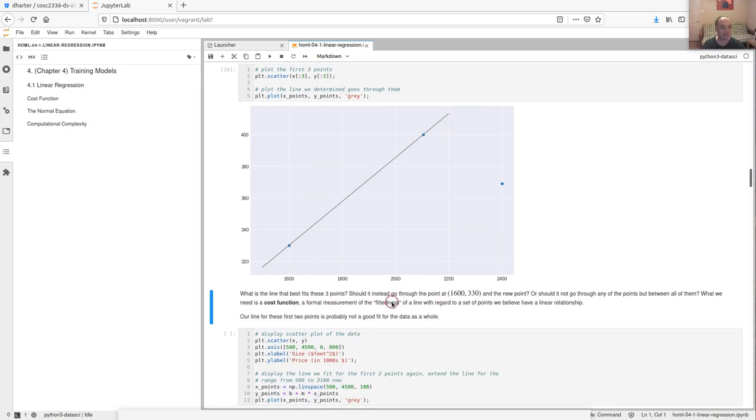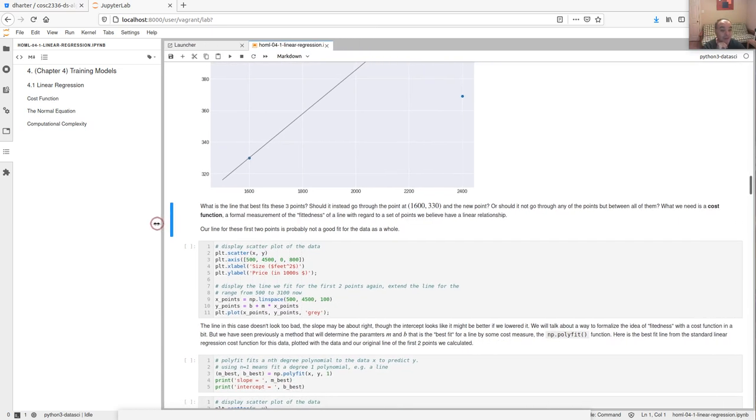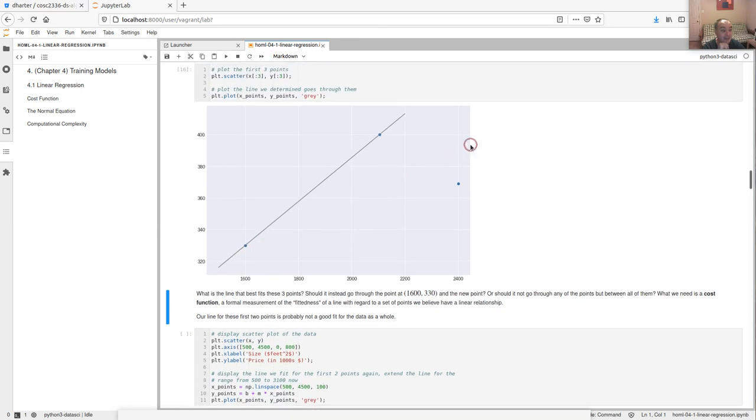So that gets you to think about, what do we mean by best or the best fit or fittedness in this context here? So is it the line that goes through these 2 points? Is it the line that goes through these 2 points, which is a completely different line, almost perpendicular to this line, right? Is it some line in between, maybe? And so we need a way to formalize that, right? What do we mean by best?